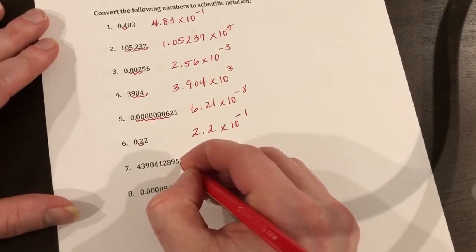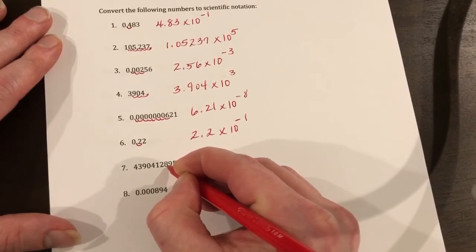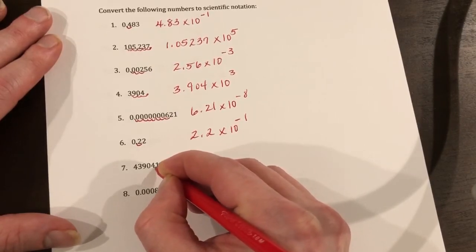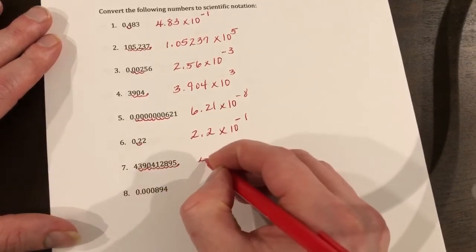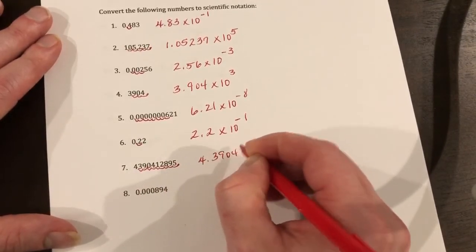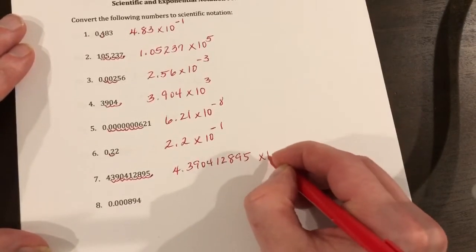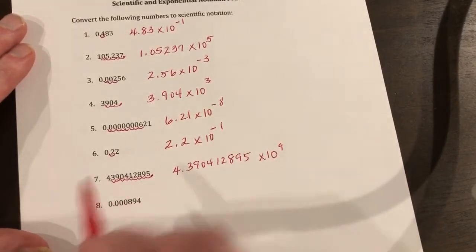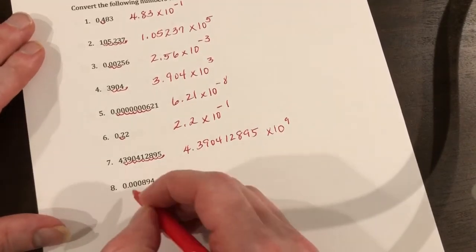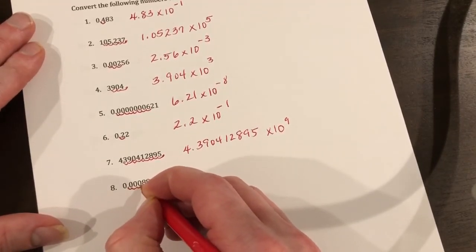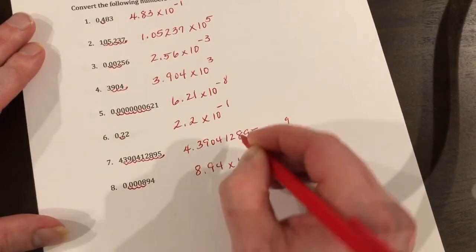Okay, this number, decimal place is understood to be right there. So we're going to go 1, 2, 3, 4, 5, 6, 7, 8, and 9. So it's 4.390412895 times 10 to the 9th. So it's a billion. And then this one, 1, 2, 3, 4 places to the right, so it's 8.94 times 10 to the negative 4.